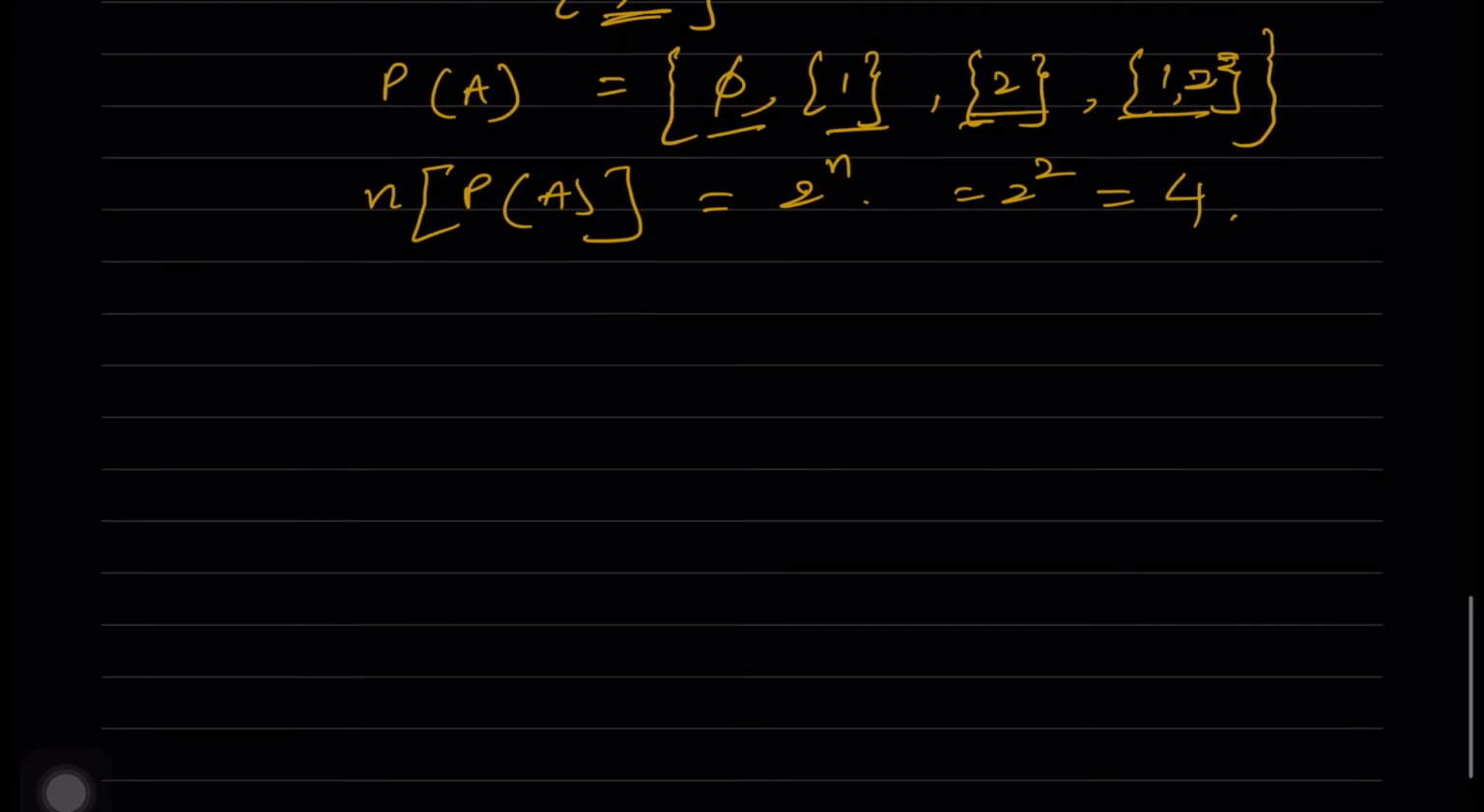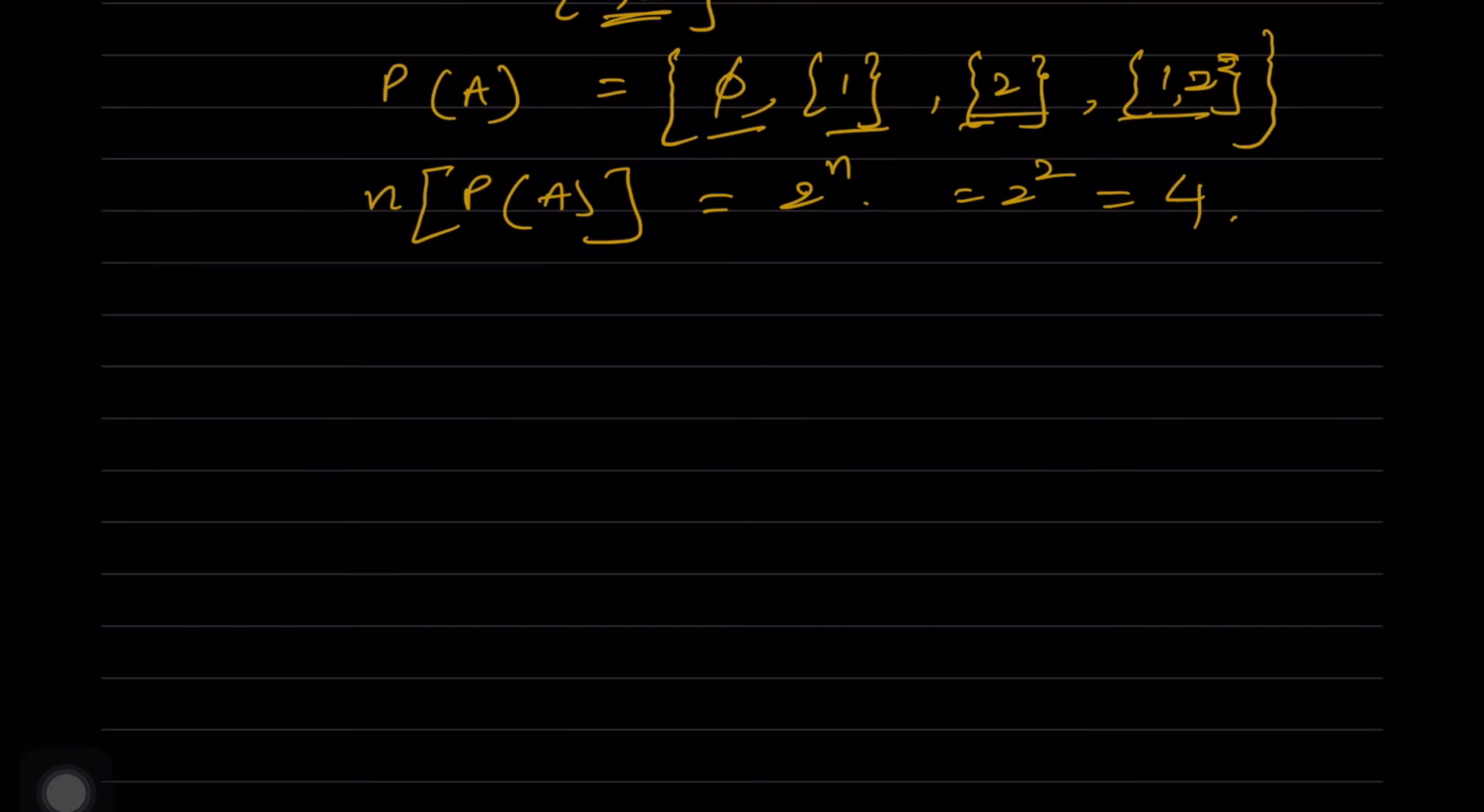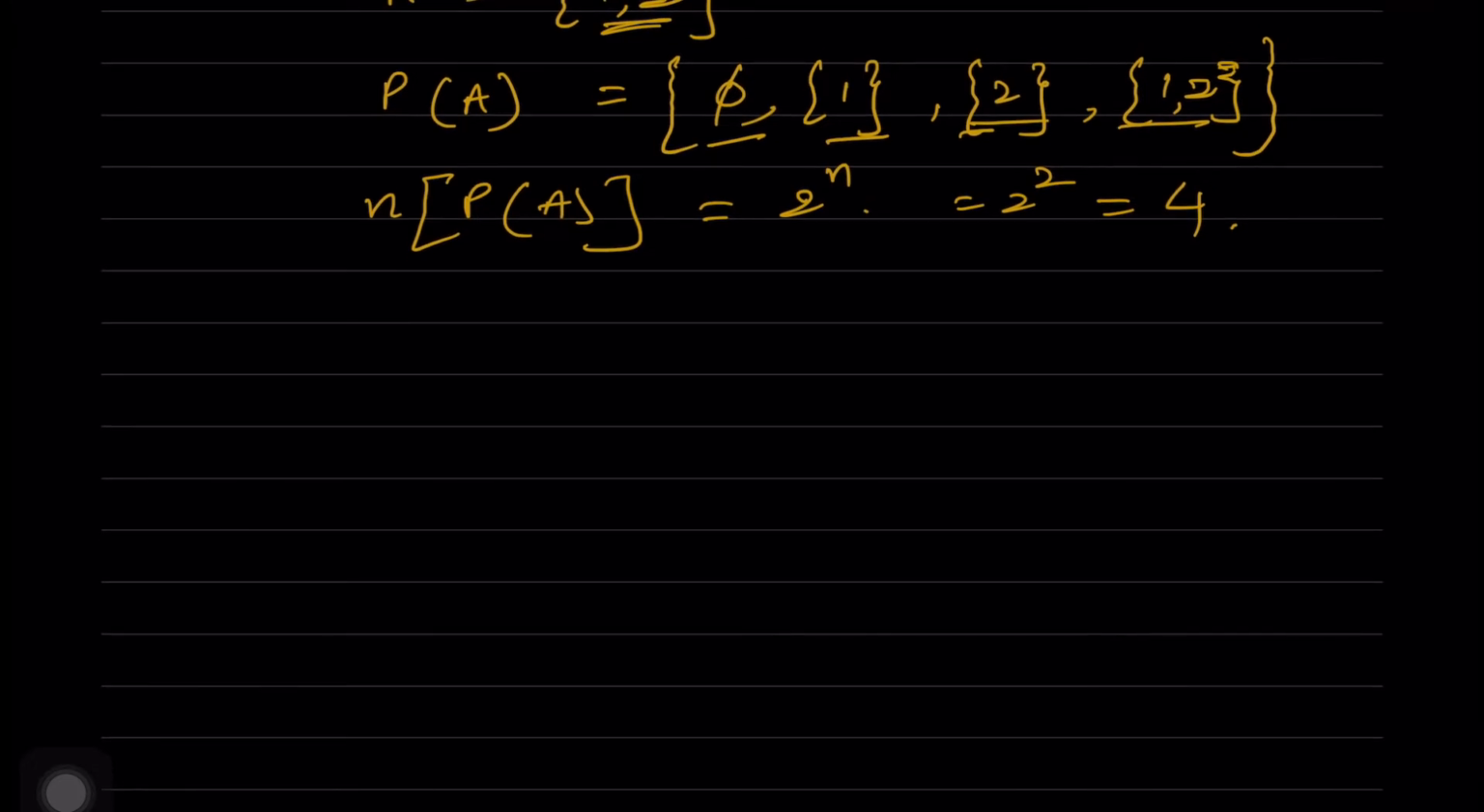So now next, what is a finite set? A finite set is a set which consists of a finite number of elements. An infinite set is a set which consists of an infinite number of elements. I am not going into that. Then we'll go into what is a universal set.